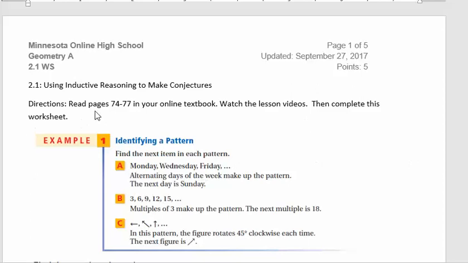So first of all, you should read pages 74 through 77 in your online textbook to get a good overview of what this lesson is all about. And you can also watch the lesson video there and then complete this worksheet.